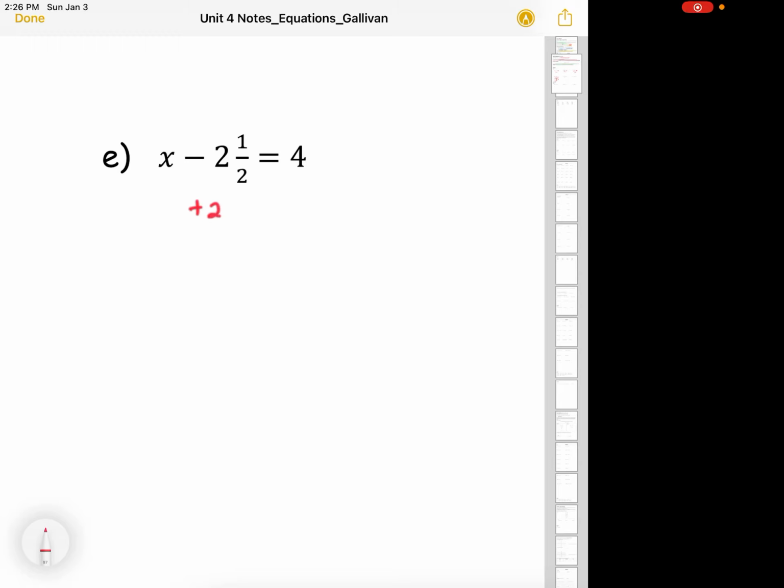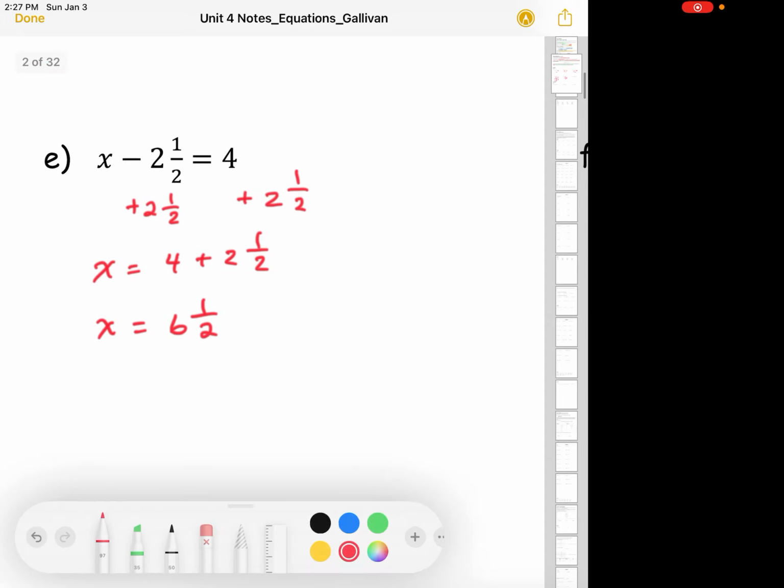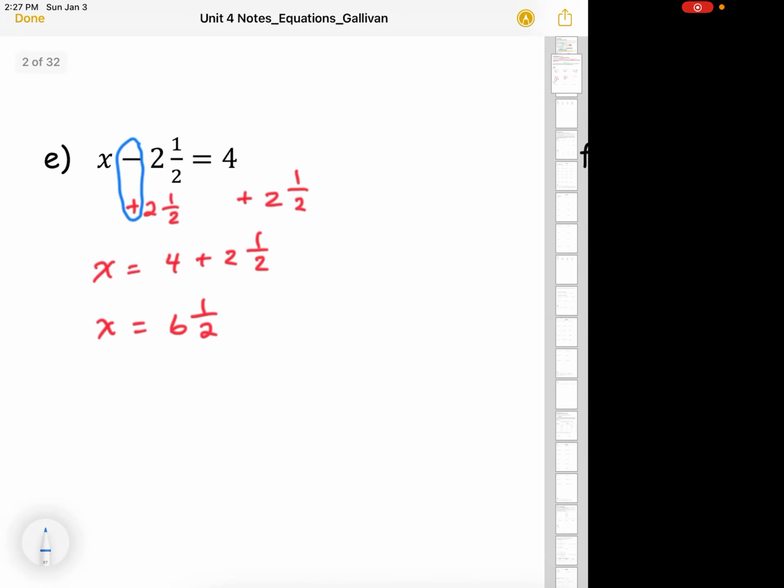So here I'm going to add 2.5 and add 2.5. So it'll be 4 plus 2.5. Now you could find common denominators, but it's simple enough with this one just to add the two whole numbers, the 2 and the 4, and we'll get 6.5. Okay, might have been harder if it was a subtraction, and you might have wanted to convert in that case, but in this case we can do that pretty straightforward. Okay, remember we're always looking at the opposite operation. Okay, opposite of minus 2.5 is plus 2.5.